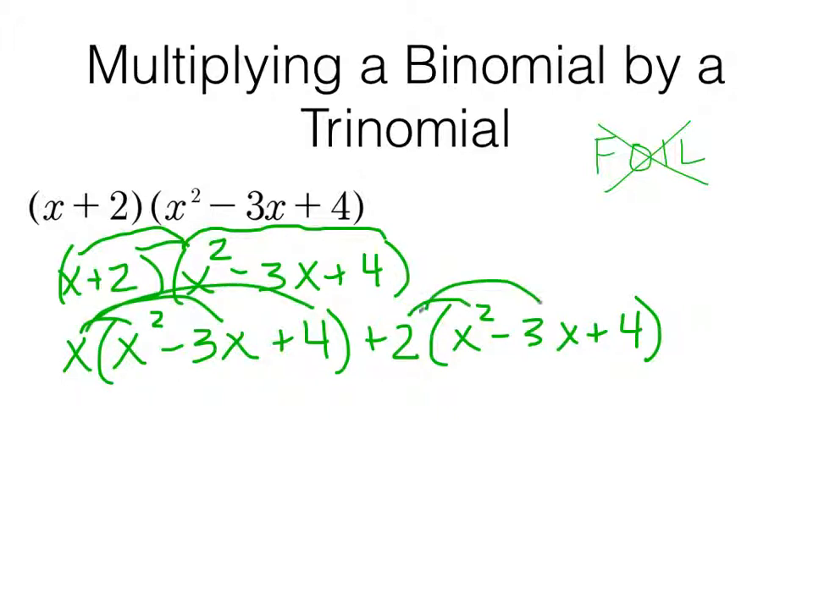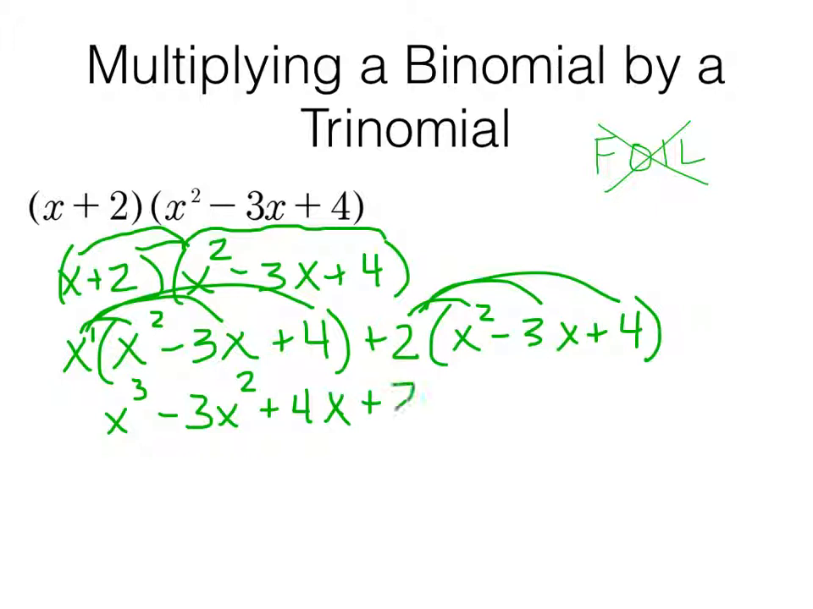So that means x times x squared. Well, think back to your monomial rules. That's x to the first. X to the first times x squared is x cubed. Minus 3x times x. Well, x times x is x squared. So minus 3x times x is minus 3x squared. Plus 4x. So that's x times everything in the second set of parentheses.